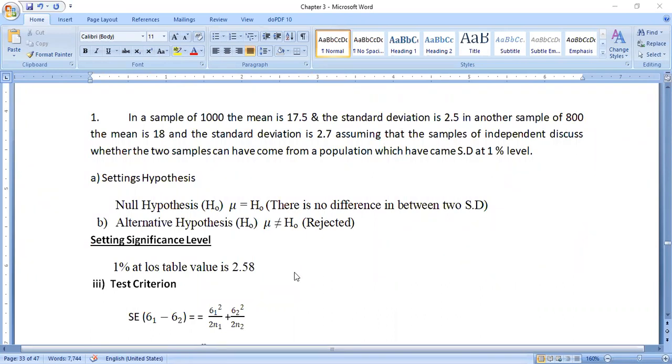Listen here. In a sample of 1000, the mean is 17.5 and the standard deviation is 2.5. In another sample of 800, the mean is 18 and the standard deviation is 2.7. Assuming that the two samples are independent, discuss whether the two samples can have come from populations which have the same standard deviation at 1% level. This is the given question.